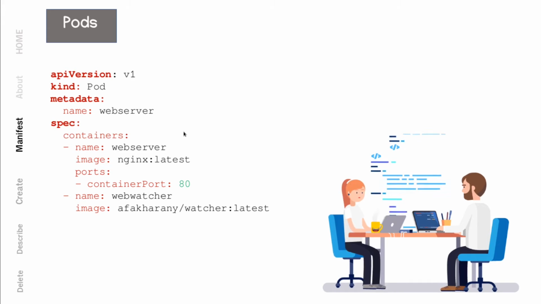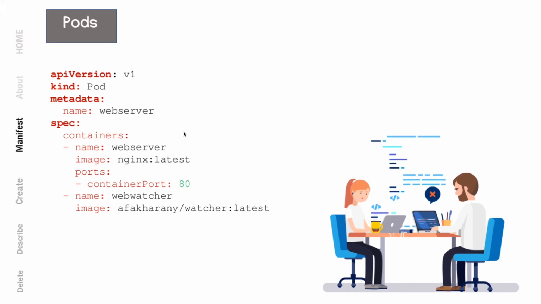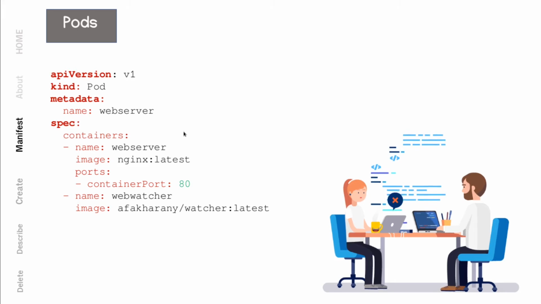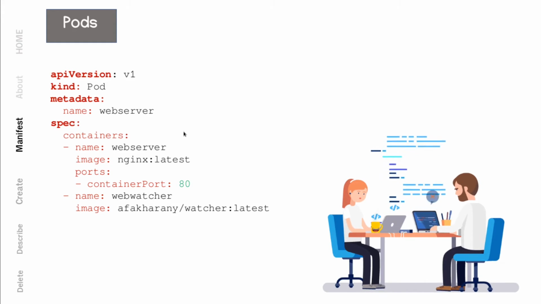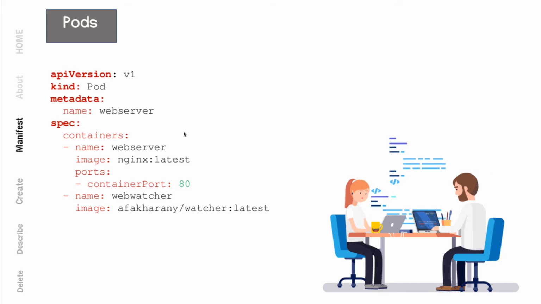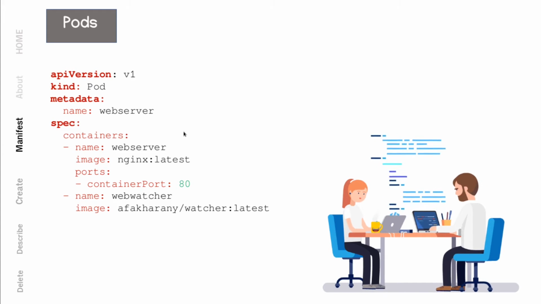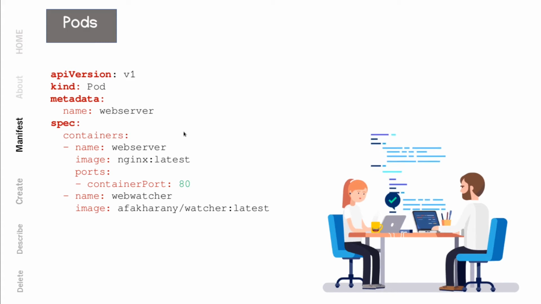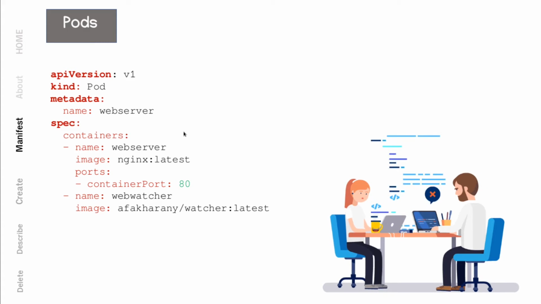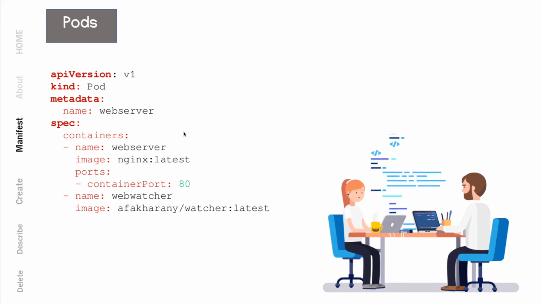The third section is the metadata, which gives some descriptive information about our object, like the name, a label, and a namespace where our pod will be up and running. The fourth section is the specification, where we write the description or the details of our containers.